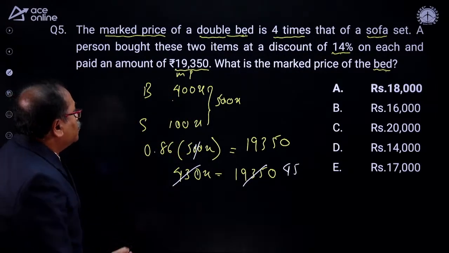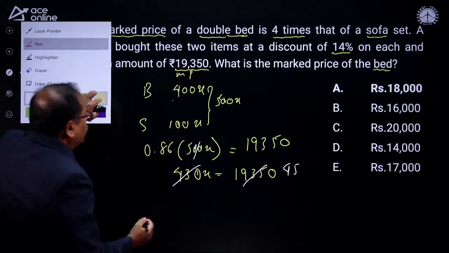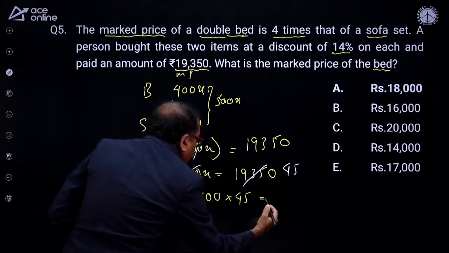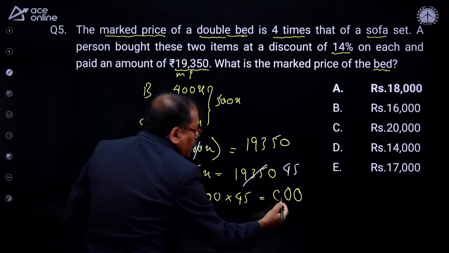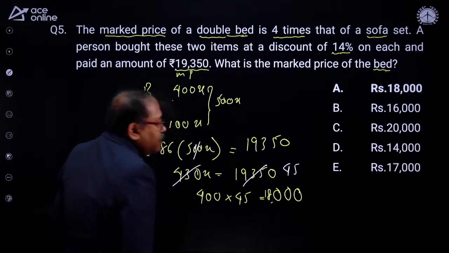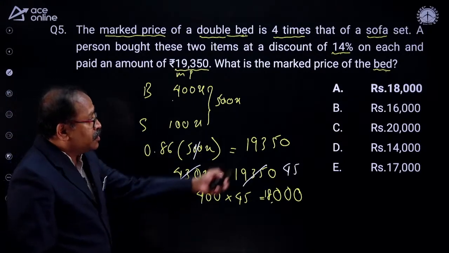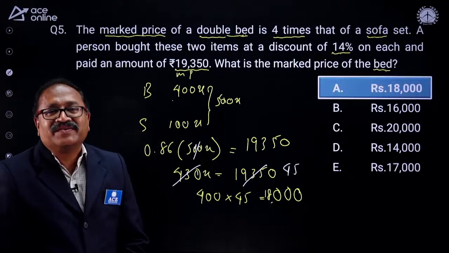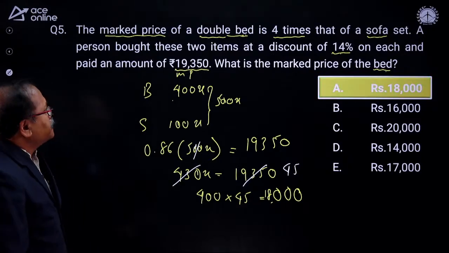Okay, if x is equal to 45, what is the price of the bed? Let's calculate 400x. That is 400 into 45. How much will that be? That's 0 and 0, and 5 4 is 20, carry 2, and 16 plus 2 is 18. So here 18 is coming. 18,000. Did anyone answer the question? 18,000. Option A. That's right. Very good. Let's now move to the next question.